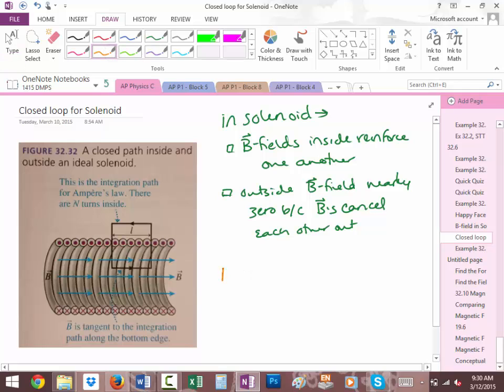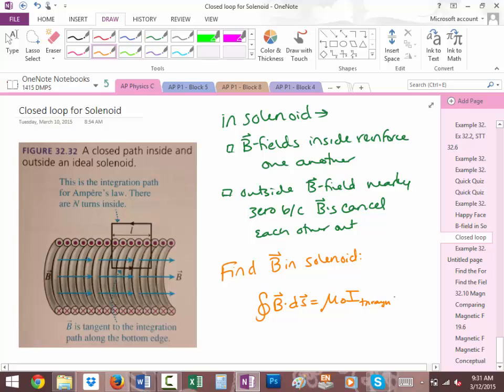In order to find the magnetic field in the solenoid, we have to take the line integral of B dot ds, and we know from Ampere's law that that's equal to mu naught times the current. Okay? And that's the current through. The amount of current through is going to depend on how big our rectangle is.